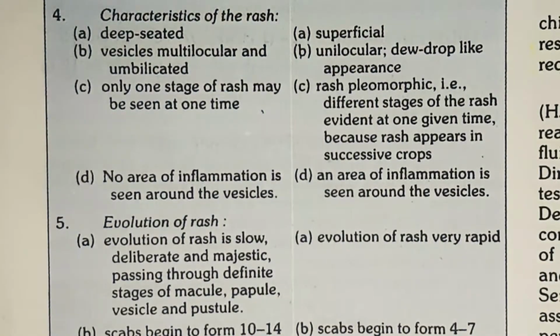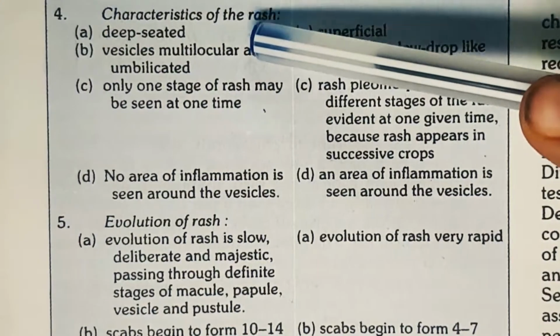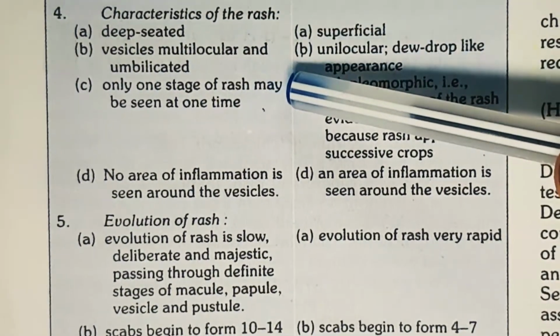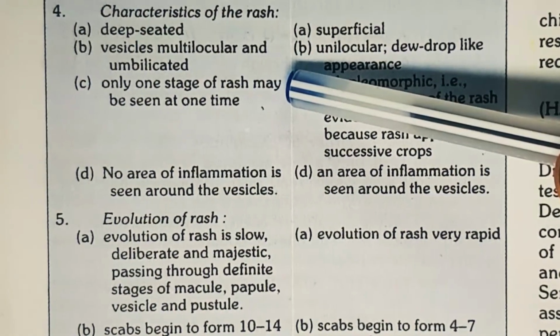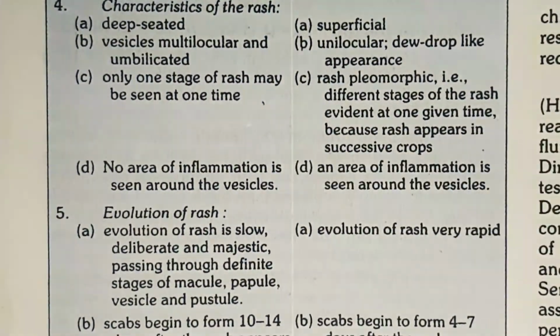Now, the characteristics of the rash. In case of smallpox it is deep-seated, and vesicles are multilocular and umbilicated. Only one stage of rash may be seen, no pleomorphism is seen here, and no area of inflammation is seen around the vesicles.